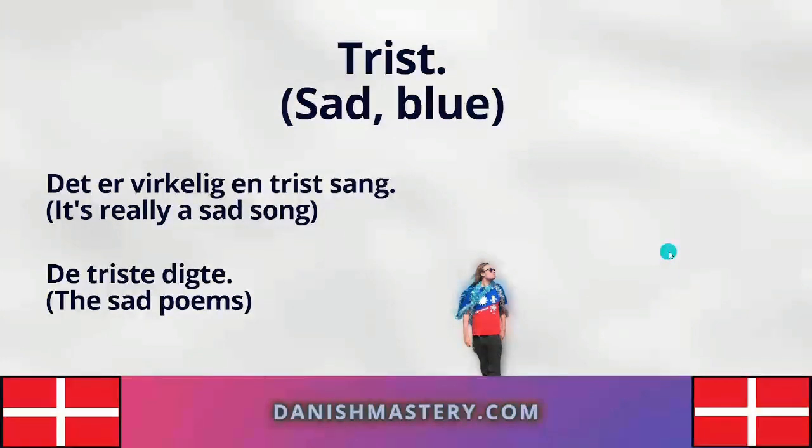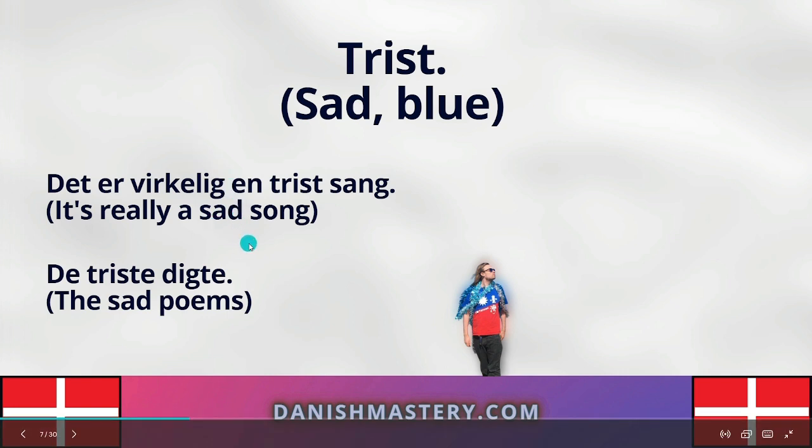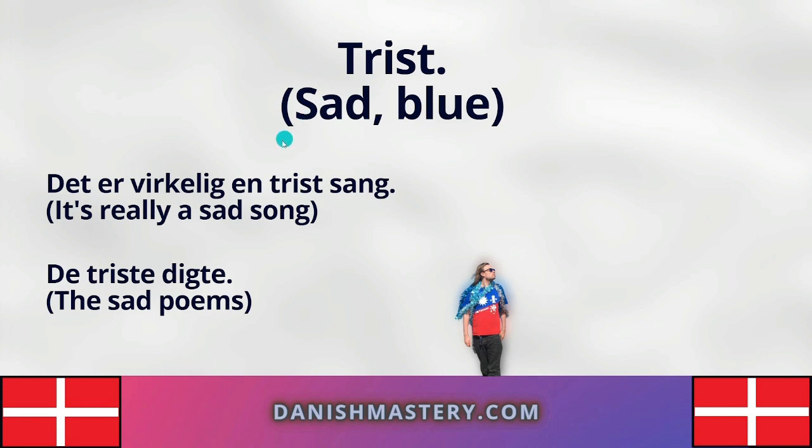Alright. And the opposite. Trist. Sad or blue. And in Danish we have many words for being sad. This is just the first one. There's only 2 forms here because trist always has a T. There's no such thing as trist without the T. Det er virkelig en trist sang. It's really a sad song. De triste digte. The sad poems. Okay?